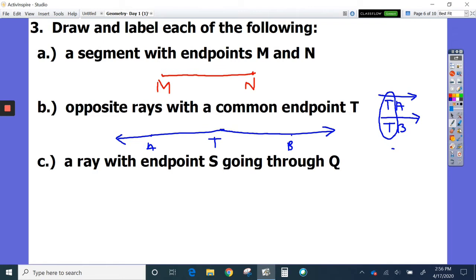Okay. The third example that we have to draw is a ray with an endpoint of S going through Q. So we know that a ray has one endpoint, and we know it is S. We just said that here, and it's going through point Q, which means it's going beyond Q as well. And typically this is labeled as ray SQ because we know it terminates at S, so the endpoint is S, and it goes on forever through Q.